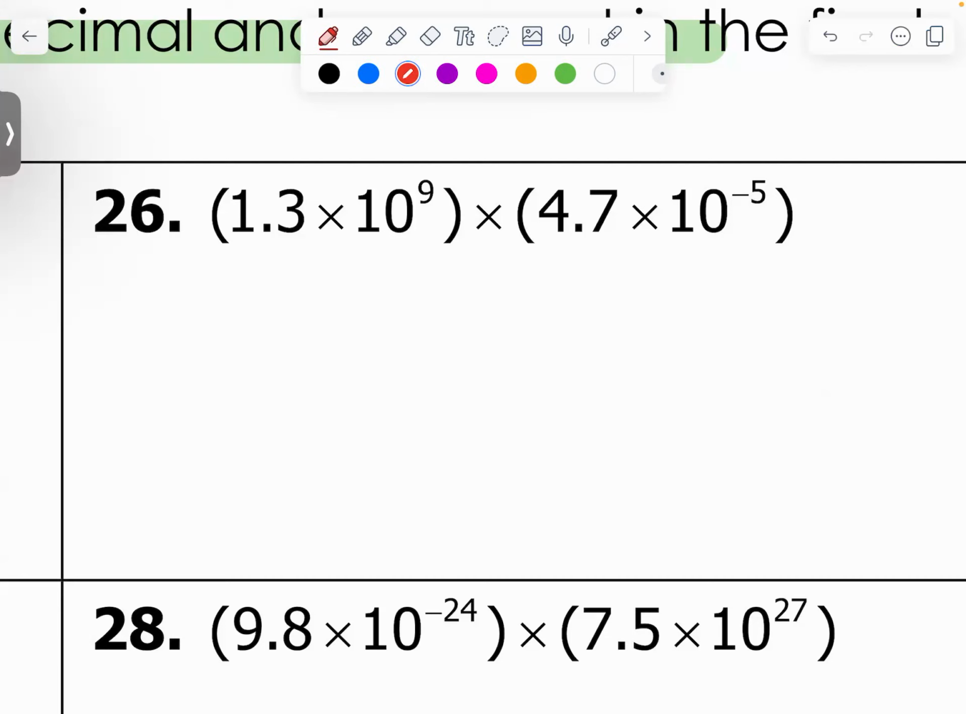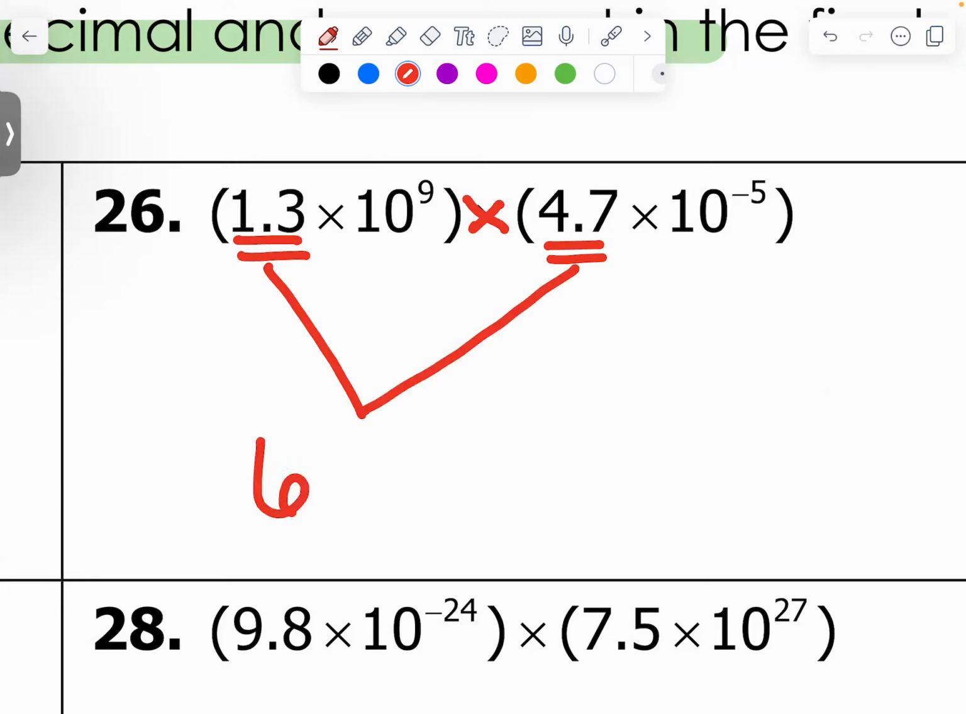Jacob, what operation are we doing in 26? What is it? Add, subtract, multiply, or divide? It is multiply. So all we have to do is take these numbers in the front and multiply them. Everybody take 1.3 times 4.7. 6.11. That is not 11. It is not. 6.11. Thank you. Or you can say 6 and 11 hundredths.